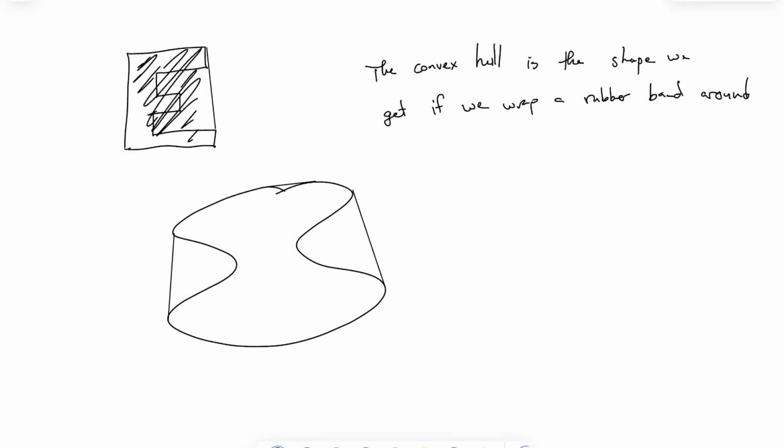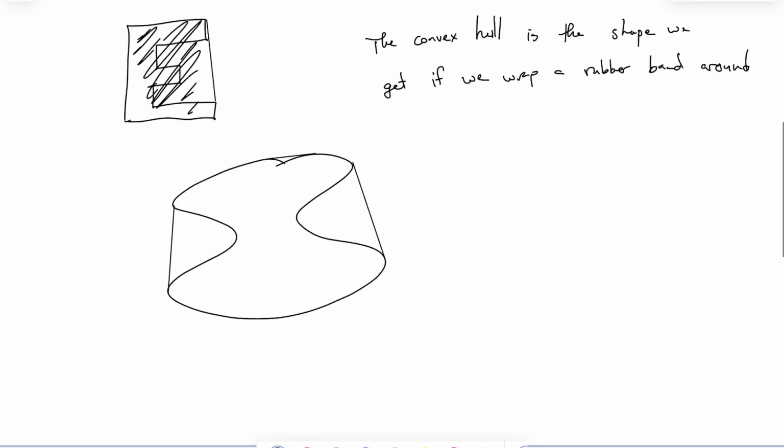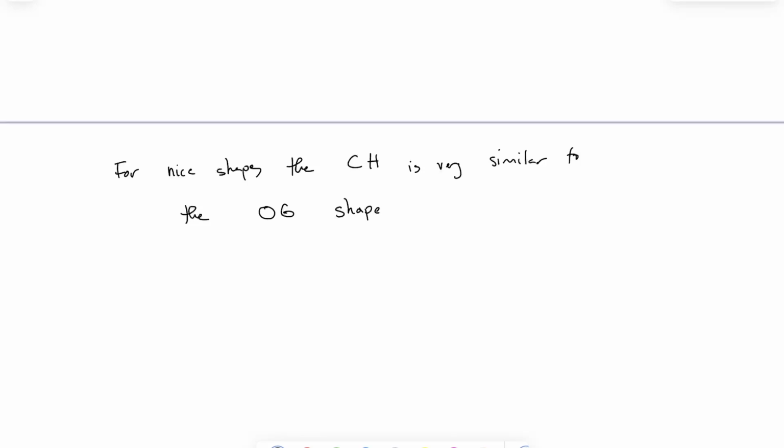All right. What's the point of this, or what does this have to do with measuring how weird a shape is? This is what I said at the very end last time, and then we'll do some real business with this. So for a fairly nice shape, the convex hull, which I'm going to write as CH, is very similar to the original shape. The OG shape.